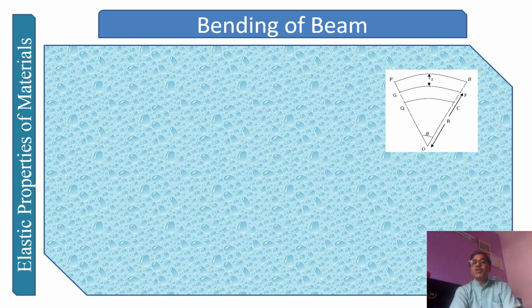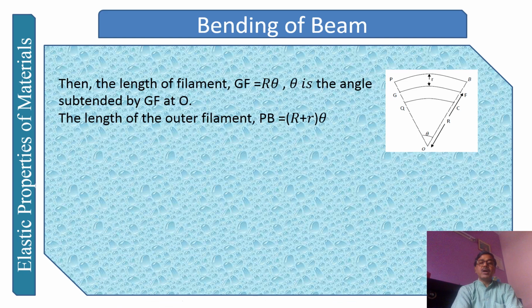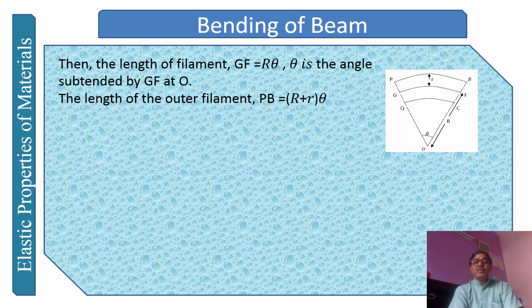The same cross section has been shown again over here. Now this is what we are saying. GF is the arc. So the value of GF is equal to R into theta, as theta equals arc upon radius. GF equals R into theta, where this is the angle theta made by this.